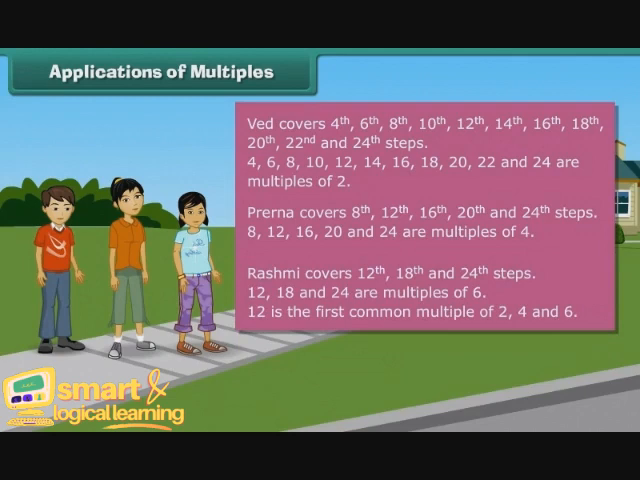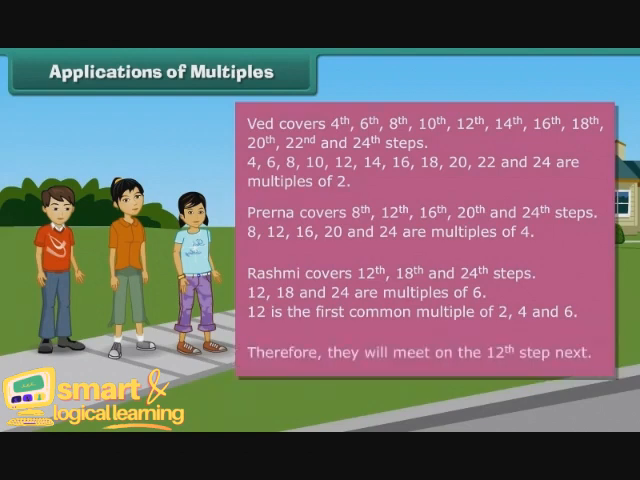Rashmi covers 12th, 18th, and 24th steps. 12, 18, and 24 are multiples of 6. 12 is the first common multiple of 2, 4, and 6. Therefore, they will meet on the 12th step.